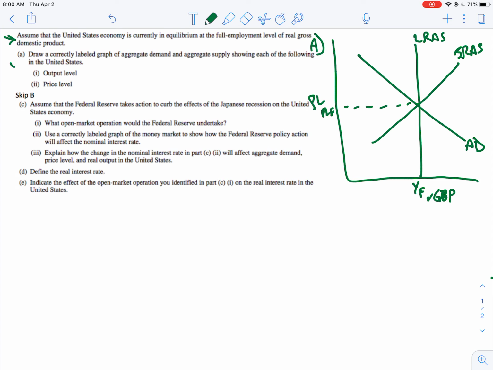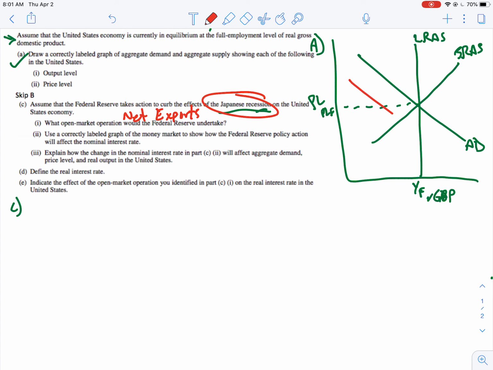A is good. All right, now we're going to skip B. I think that was about currency, which you guys haven't learned yet. So now we're going to look at C. So assume the Federal Reserve takes action to curb the effects of a Japanese recession on the United States economy. So when we are talking about a Japanese recession, the first thing that we have to understand is that Japan is our trading partner, okay? So this Japanese recession is going to hit net exports. And we know that net exports is one of the components of GDP.